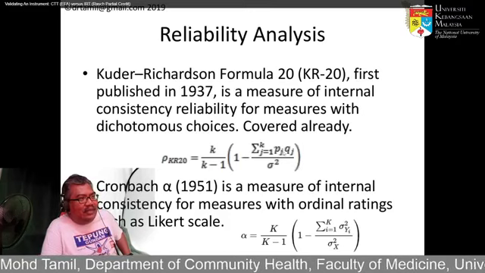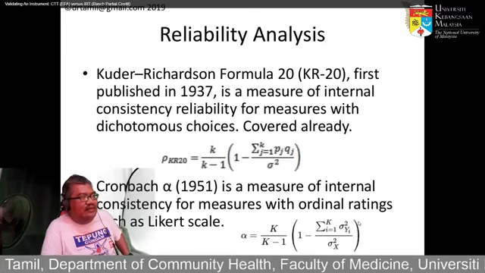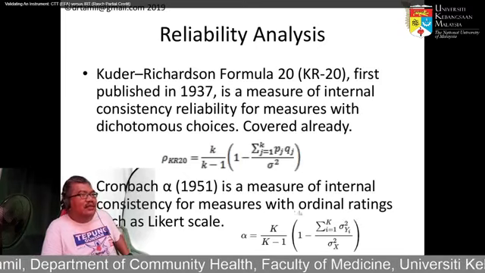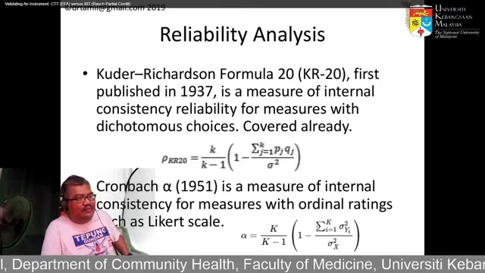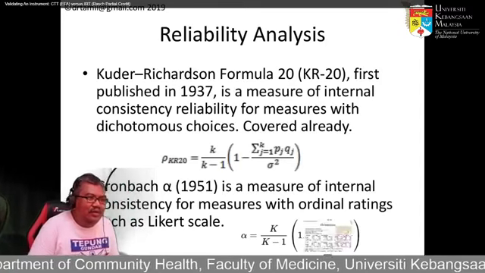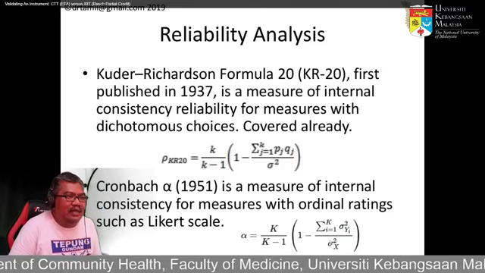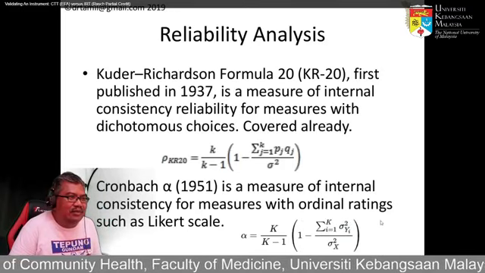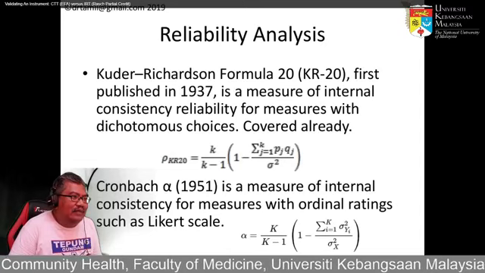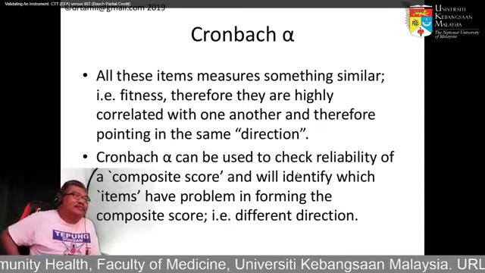Okay. But this one is P times Q. This one is rho squared. The rest are all the same. So this one, the rho squared is for each item, and this one is for all the score. Alright. So that is the formula on how to use Cronbach alpha.